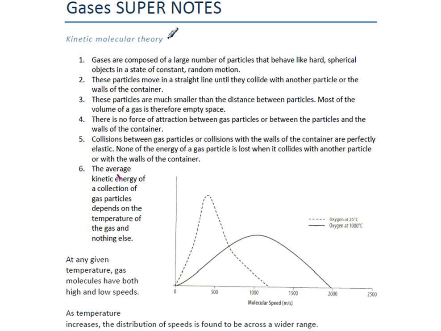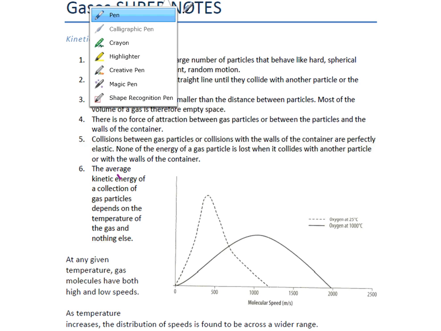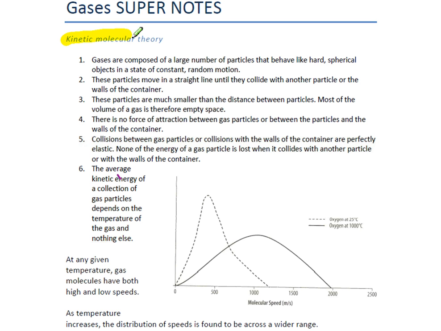First thing is, the whole idea behind gases is the kinetic molecular theory, which basically says that all molecules are in motion. There are key things about gases. We know gases are a large number of particles in constant random motion. They move in a straight line until they collide with the walls of their container or another particle. Most of a gas is empty space, and there's no force of attraction between gas particles or the particles of the container, and gas collisions are perfectly elastic. Those are all key parts.